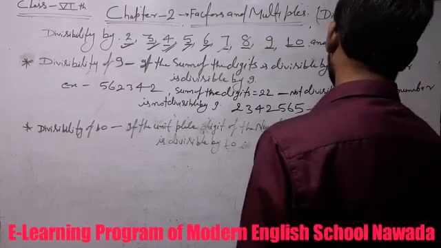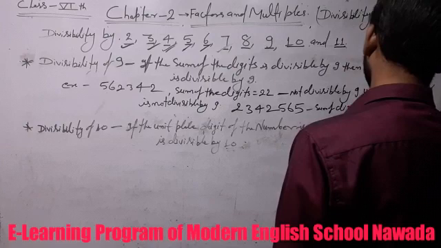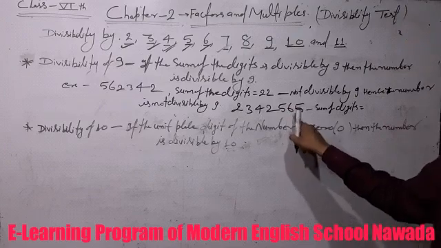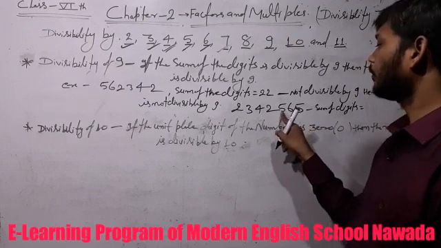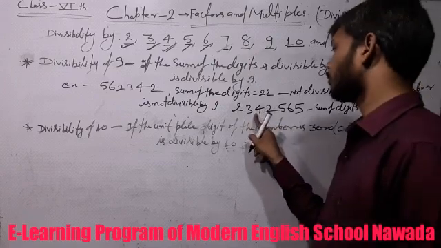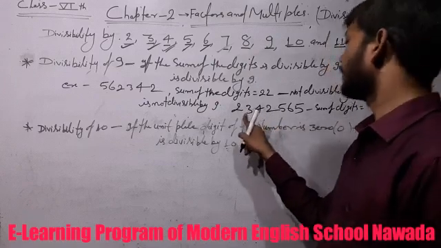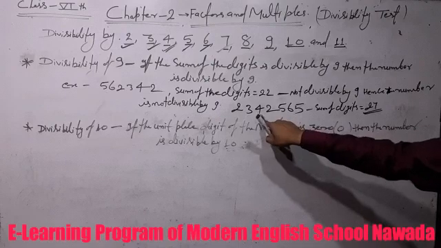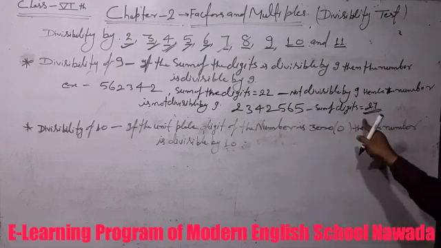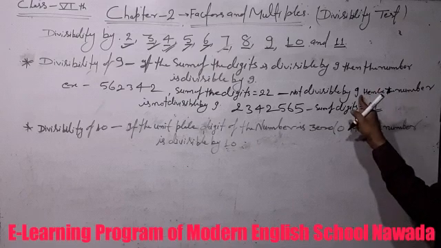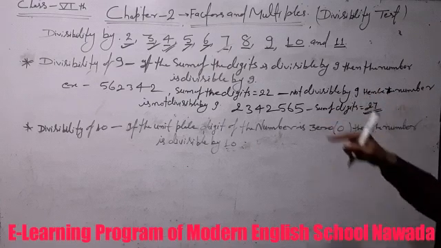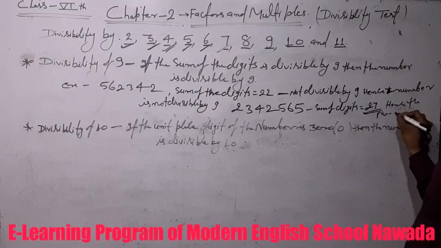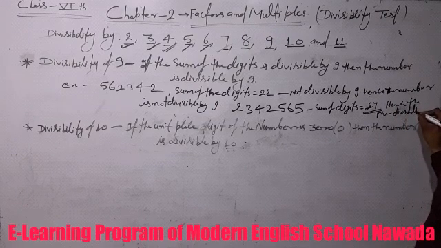But in another question, if I write a number 2, 3, 4, 2, 5, 6, 5, observe the sum of digits. Sum of digits is equal to 6, 5 is 11, 11, 5 is 16, 2 is 18, 4 is 22, 3 is 25, and 2 is 27. In this number, the sum is 27 and 27 is in the table of 9. That means 27 is divisible by 9. Hence, the number is divisible by 9.